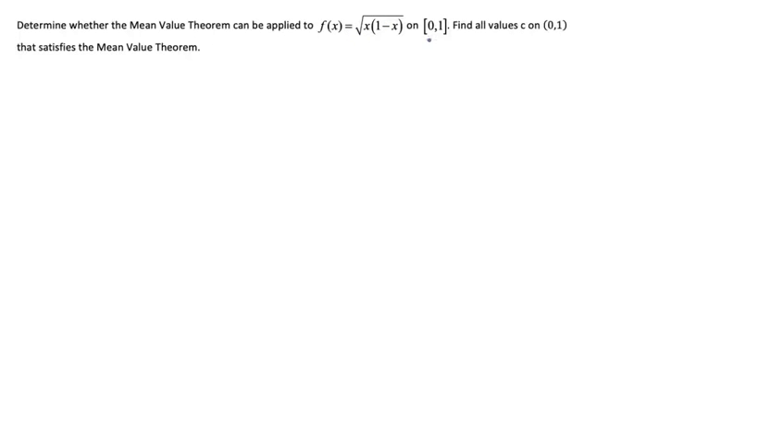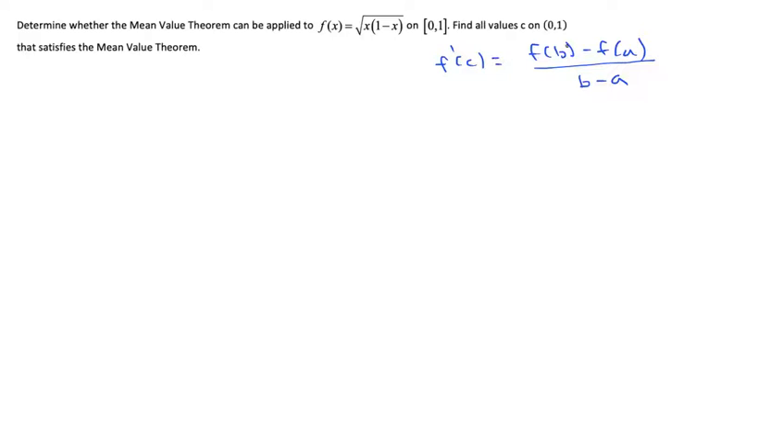It is continuous just within this interval 0 to 1. So yes, we can use the mean value theorem here. What does the mean value theorem say? It says that f prime of c is equal to f of b minus f of a over b minus a.